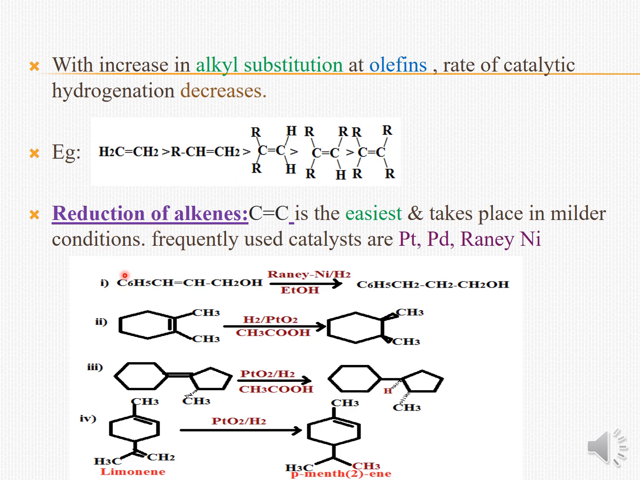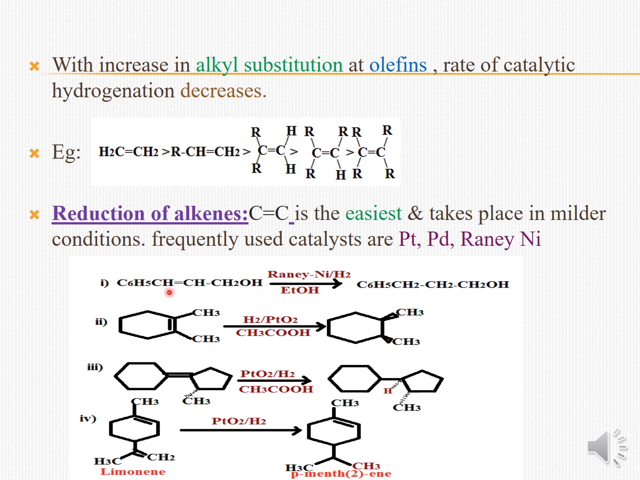Moving on to reduction of alkenes. In this, alkene reduction is the easiest and it takes place under milder conditions, with frequently used catalysts such as platinum, palladium or Raney nickel to reduce the alkenes into hydrocarbons. If you take this compound, in the middle you can see the alkene bond is present. The hydrogenation takes place by reduction in the presence of Raney nickel, by the addition of hydrogen in the presence of the polar organic solvent ethanol.